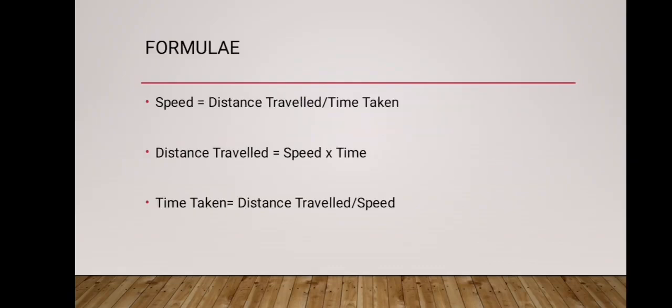Let's have a look at the formulae which we are going to apply in this exercise. As I said, speed is distance traveled in unit time. So the formula of speed is distance traveled over time taken. And from this equation, we can derive a formula for distance traveled. Distance traveled is equal to speed into time. In the same way, we can also extract the formula for time taken by an object in terms of distance traveled and speed. So time taken is equal to distance traveled divided by speed. So these are the three formulas which we are going to apply in this exercise.